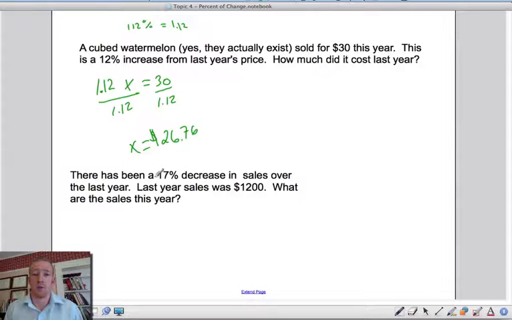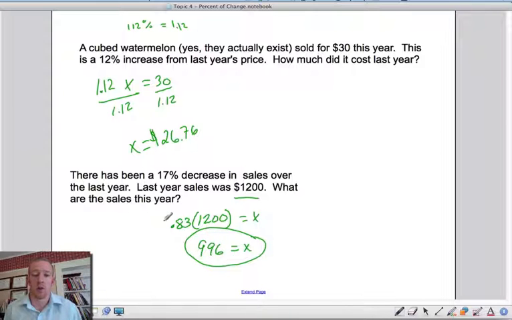It's a little easier, but you have to know how to set this up and know what's going on. So if there's been a 17% decrease, and last year's sales was 1,200, take last year's sales and multiply it. If it's a 17% decrease, that means we're left with 83%, right? 100 minus 17 is 83. So 0.83, 83% of last year's sales will give us this year's sales. And 0.83 times 1,200 is 996. You can do it either way, just as long as you show your work and you understand what you're doing. All right, so see you next class.